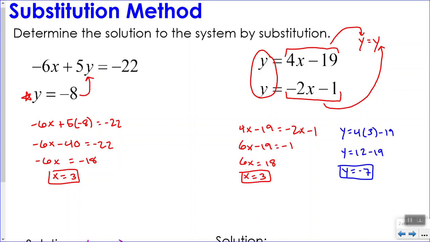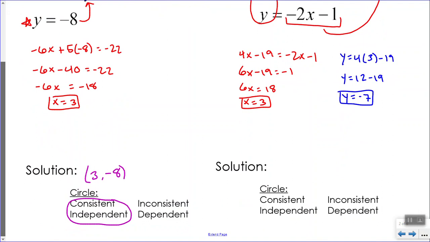Alright, so for this system, when we solve that first equation, we end up getting an x value of 3. Then I can substitute this x coordinate into either of the equations, and regardless of which one I substitute into, I'm going to get a y coordinate of -7. So my solution is going to be the point 3, -7. If I graphed both these lines in the coordinate plane, this is the point where they would intersect. So we have a consistent, independent system.